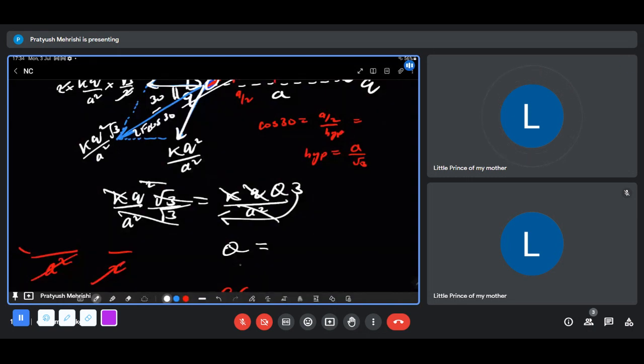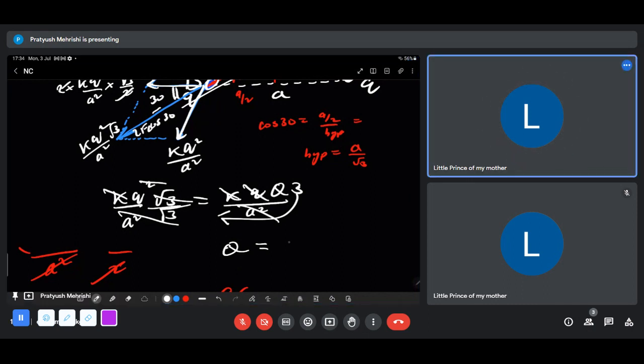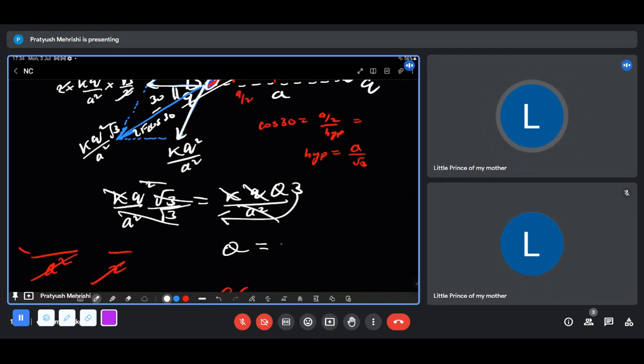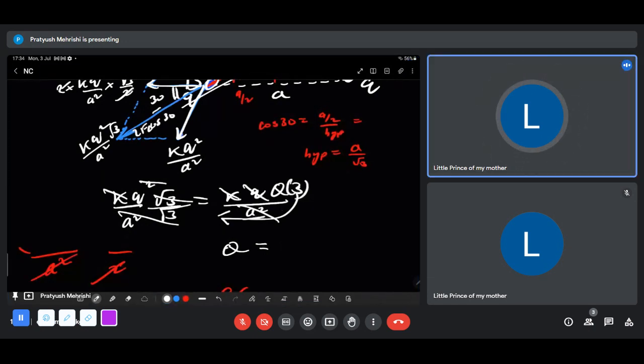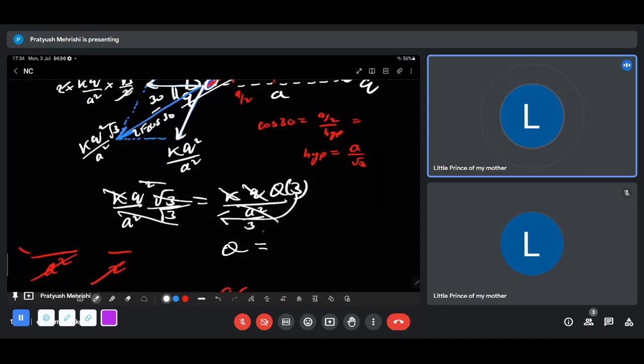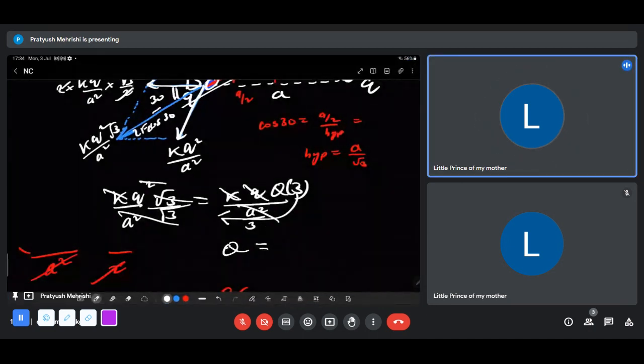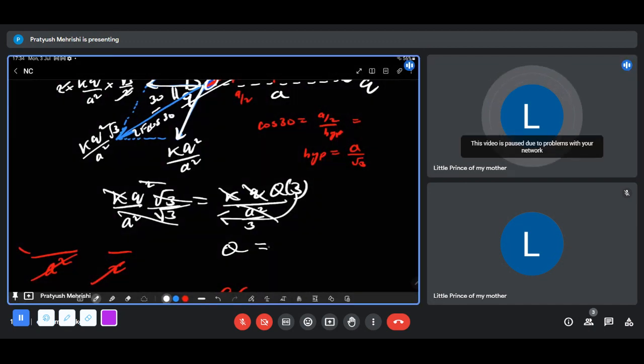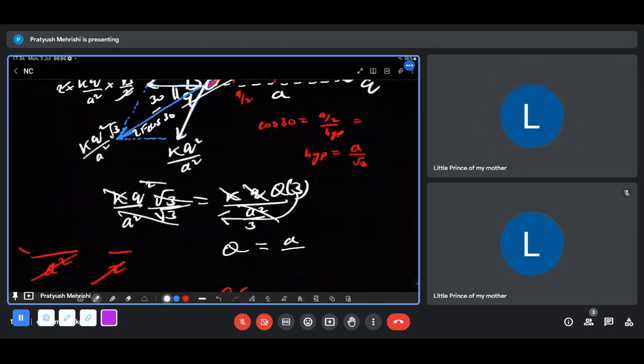Hello, can you tell me? Sir, it's cube root. Sir, why is it cube? It is not cube, it is 3 only. It was A square by 3. This 3 went there. It is not cube. So this 3 went there, it became root 3 by 3 here. A is cancelled out.